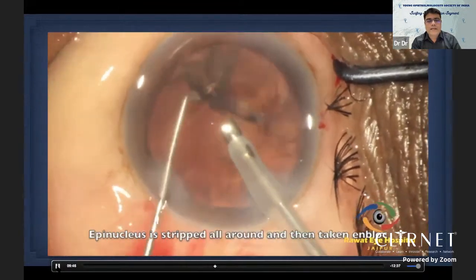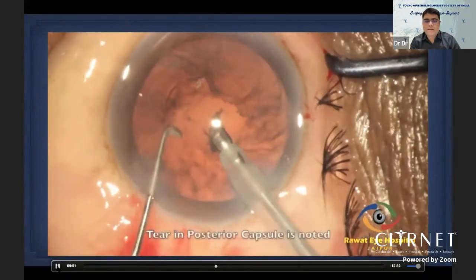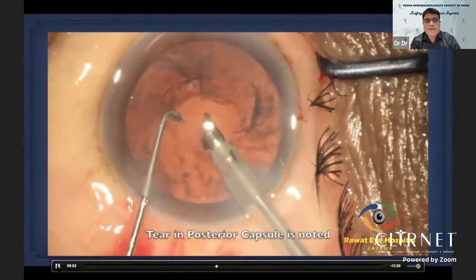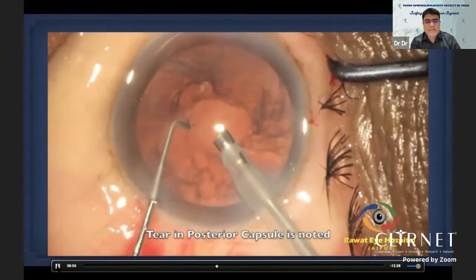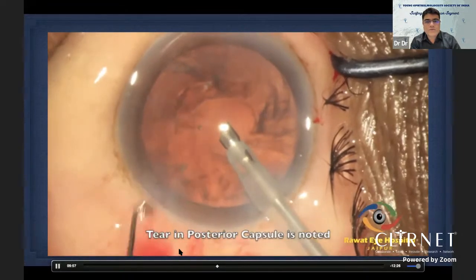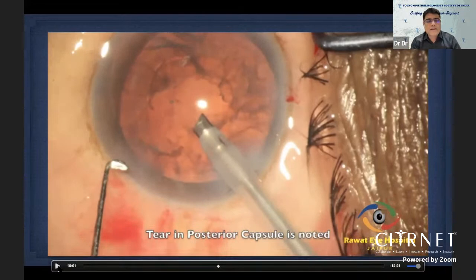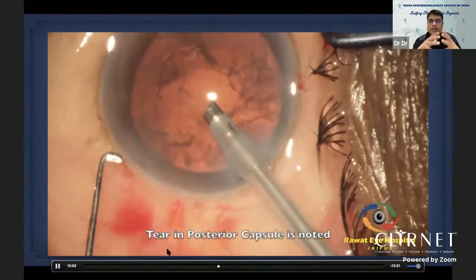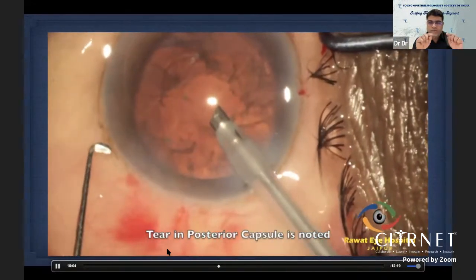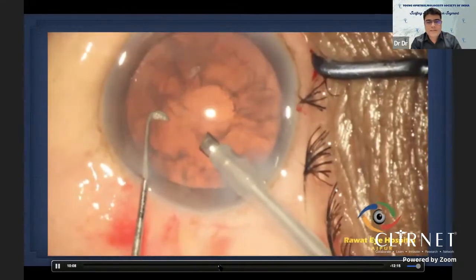Whenever you have a PCR, it doesn't always mean that there is vitreous disturbance or that vitreous is present. Look at this case. There is a tear in the posterior capsule, which was expected because it was a true posterior polar cataract. Here, I see that the fluid currents are normal. I can see the posterior capsule tear, but there is no vitreous prolapse.